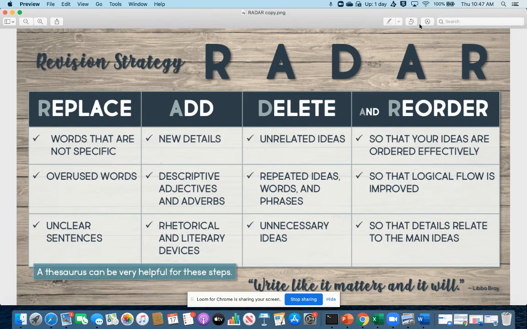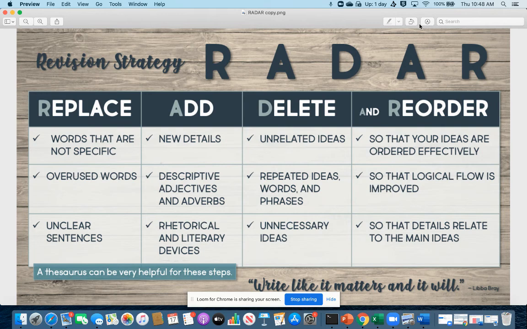Finally, reorder. Make sure that your writing follows logical flow, meaning there is an introduction, supporting ideas, and then a conclusion. Now that may look different depending on what you're writing. Obviously, poetry is formatted differently than, say, a research paper, but all of it needs a logical flow.